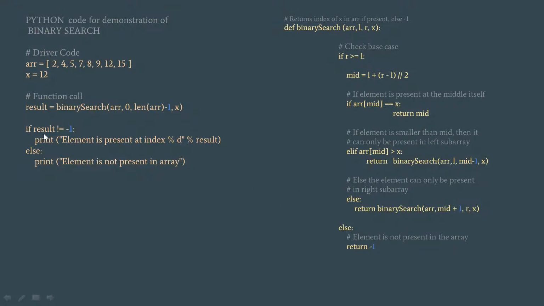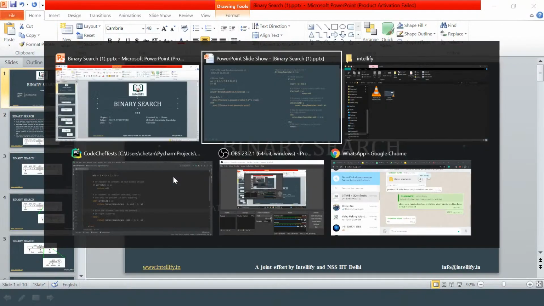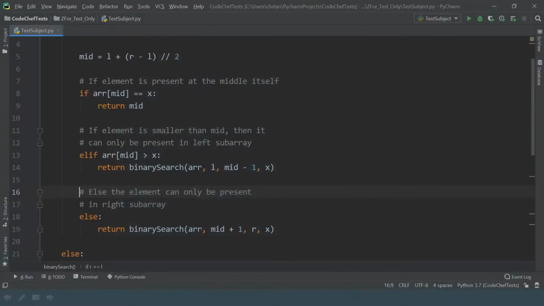And then we come here and check the condition. If result is not equal to minus 1, print element is present at this index, else print element is not present in the array. So now I switch to the IDE so that you will see whether this runs, finds the element, and what output it gives. Let's see it once.